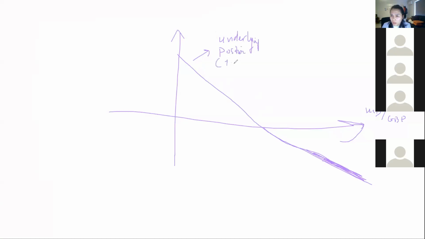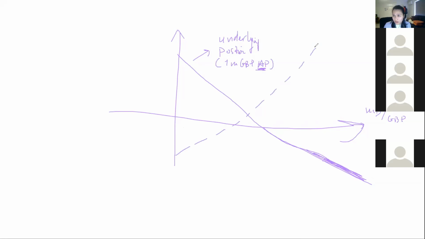Which is my 1 million pound account payable. Because it's an account payable for me, every time the pound appreciates, I'm going to be worse off. So as you can see, as the pound appreciates, my payoff is going to go lower. Now, this is my short, this is my long forward position.